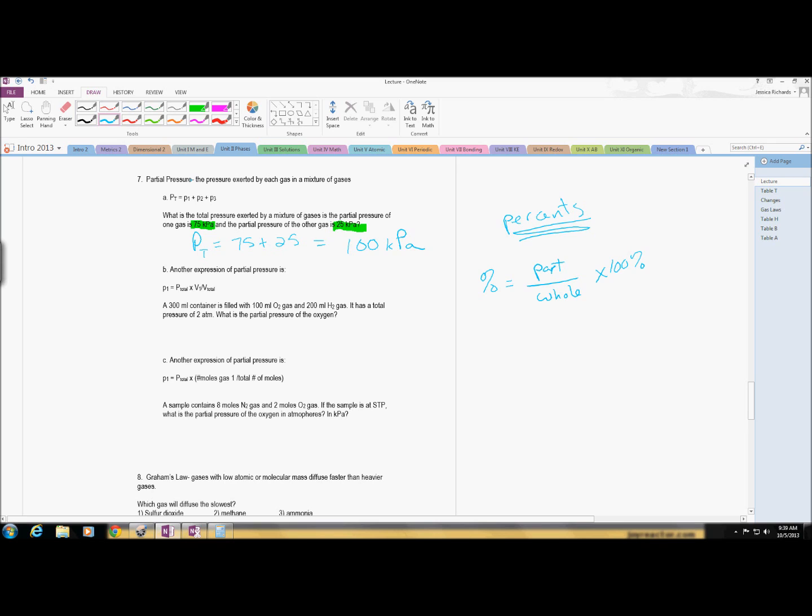So if we look at a partial pressure question, like this example, it says a 300 milliliter container is filled with 100 milliliters of oxygen and 200 milliliters of hydrogen. So we know that a gas is going to fill up its container. So the 100 milliliters of oxygen, 200 milliliters of hydrogen, the total is our 300 milliliter size container. The question goes on. It says it has a total pressure of 2 atmospheres, and it wants to know what is the partial pressure of just the oxygen.